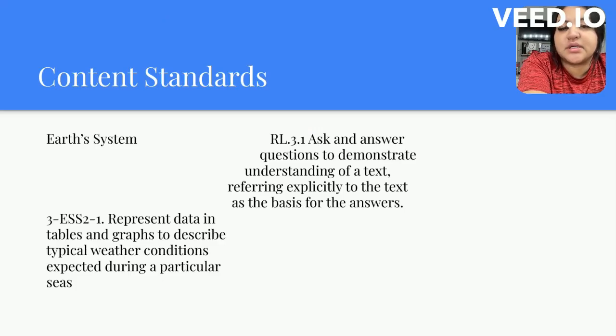The content center that I chose was Earth System, and it goes right here. It's 3SESS21. It's represent data in tables and graphs to describe typical weather conditions expected during a particular season. I also connected with ELA, and I did ask and answer questions to demonstrate understanding of a text, referring explicitly to the text as a basis for their answers.